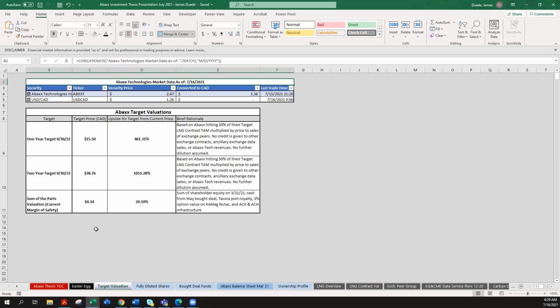So sum of the parts is a common strategy for margin of safety. Margin of safety, for those who may not be aware, is a term that Benjamin Graham made popular.